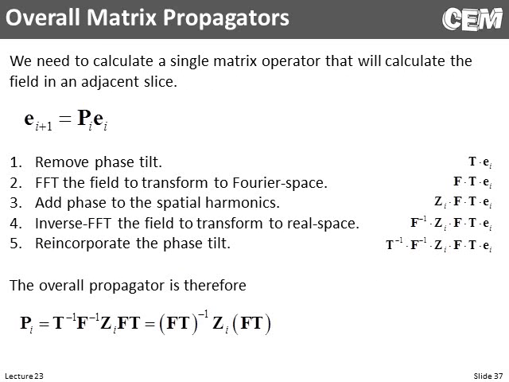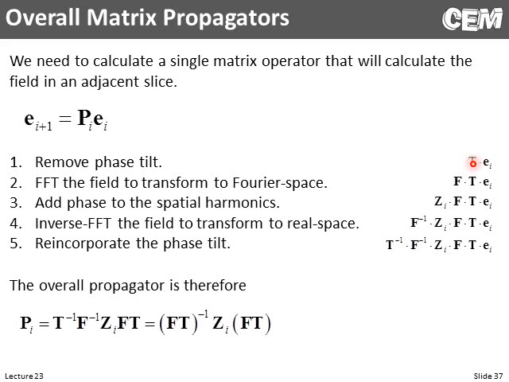Okay, now we need to put these together. Really what we wanted to do is we wanted to be able to calculate the field in a following slice, given the field in one slice, by multiplying by some propagator p. So given the field in the ith slice, we multiply by p, we immediately get the field in the next slice. So how do we do that? Well, the first thing we need to do is remove the phase tilt. So we will pre-multiply e by this tilt operator.